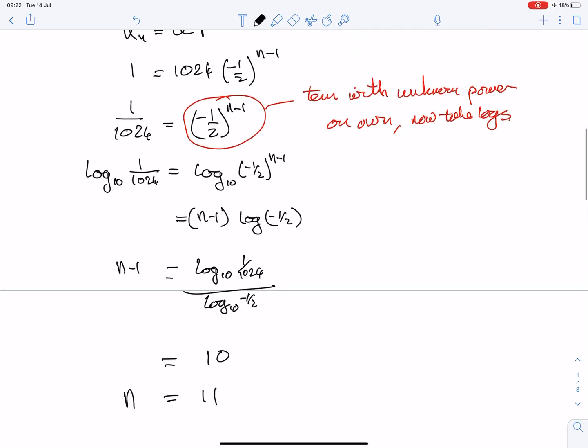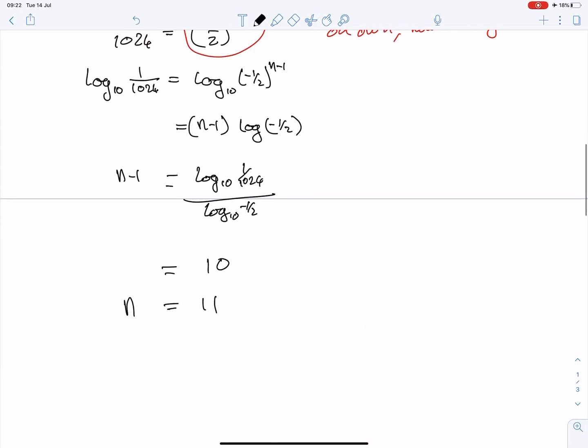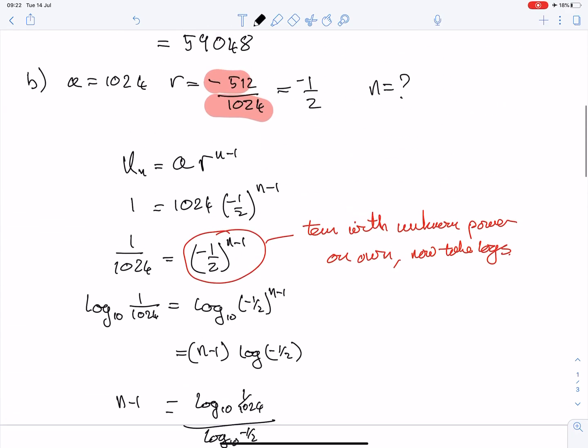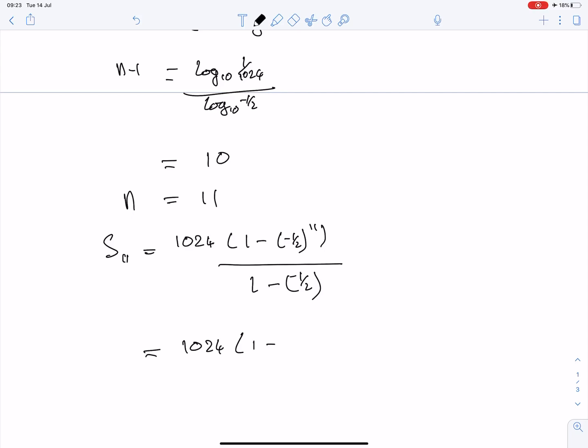Now we've got 11 for n, we can go back and use our sum of the first n terms. So S11 equals a, which was 1024, times 1 minus r, which is negative a half, to the 11 over 1 minus negative a half. So we've got 1024 times 1 minus 2 to the 11 is 2048 all over 3 over 2.